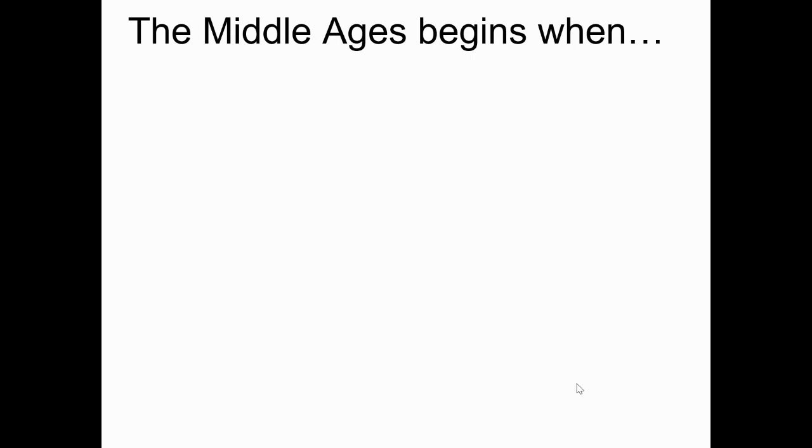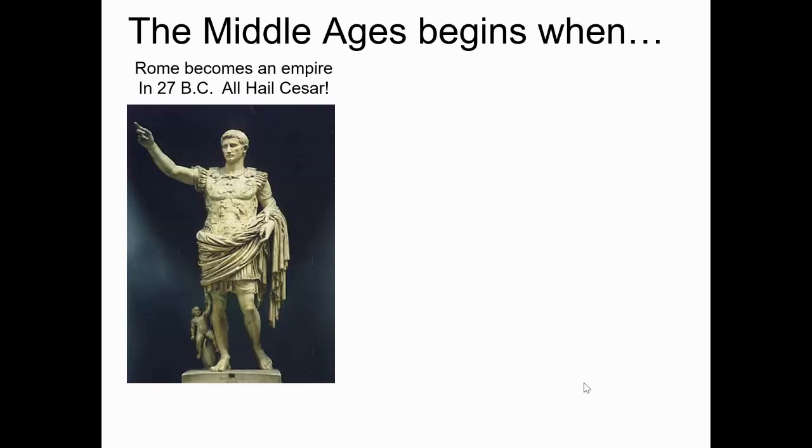So the Middle Ages begins when Rome became an empire. In the year 27 BC, that guy in that statue right there, Caesar Augustus, Octavian also, as he was known, sort of became the leader of Rome. Rome had been a republic before that, it had been a kingdom before that. But when he took over, he became the one person with all of the power. And so he was called the Imperator, which is where we get the name emperor from, or empire.